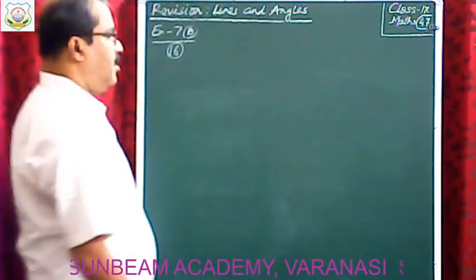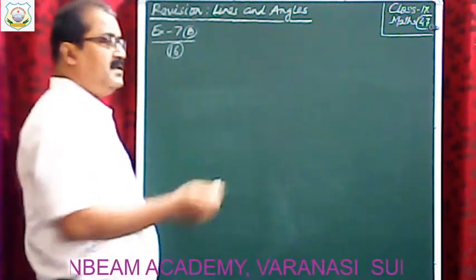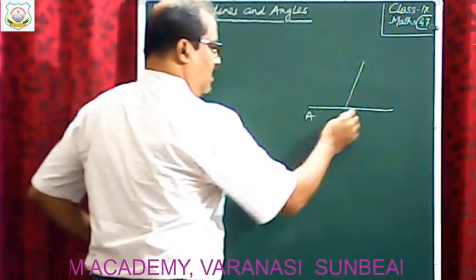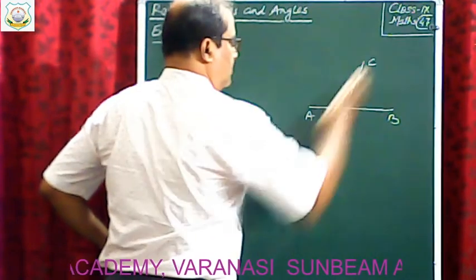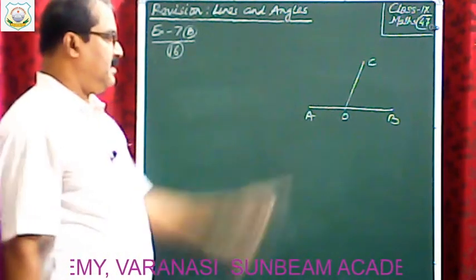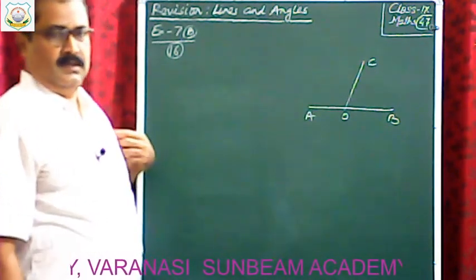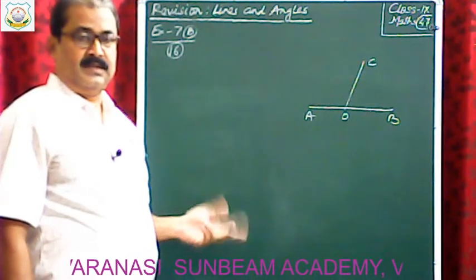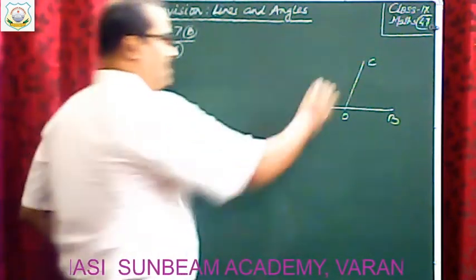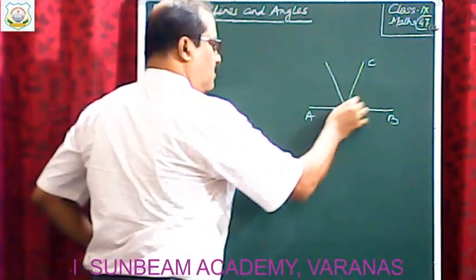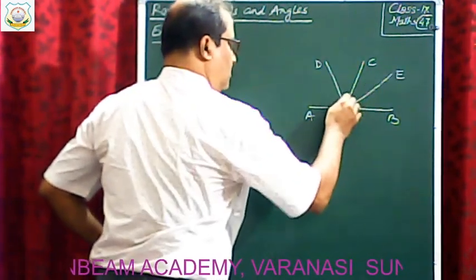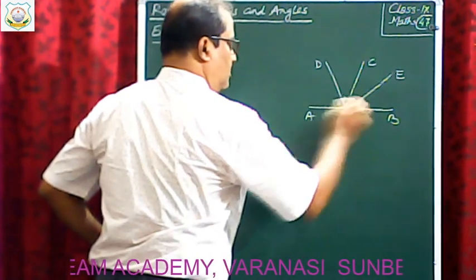So first of all, you have to draw adjacent supplementary angles, meaning a linear pair. The figure is given, you have to draw the figure A, O, B, C. And the bisectors of the adjacent supplementary angles AOC and BOC, you have to draw the bisectors OD and OE, and these two angles are equal, these two angles are equal.